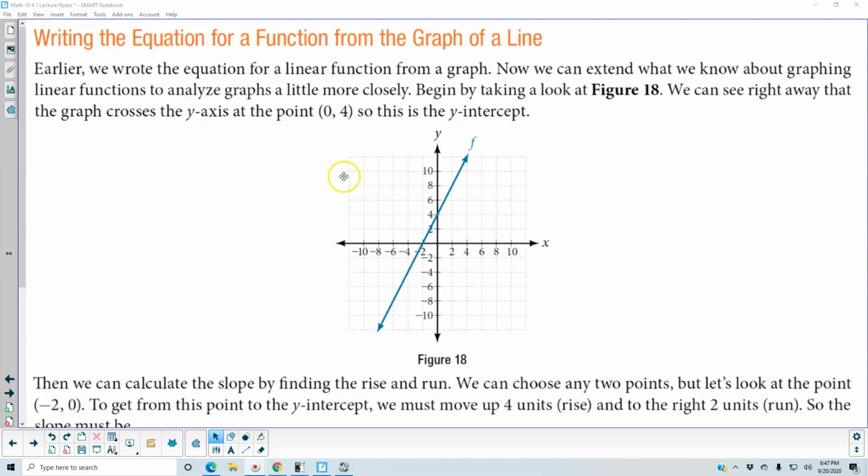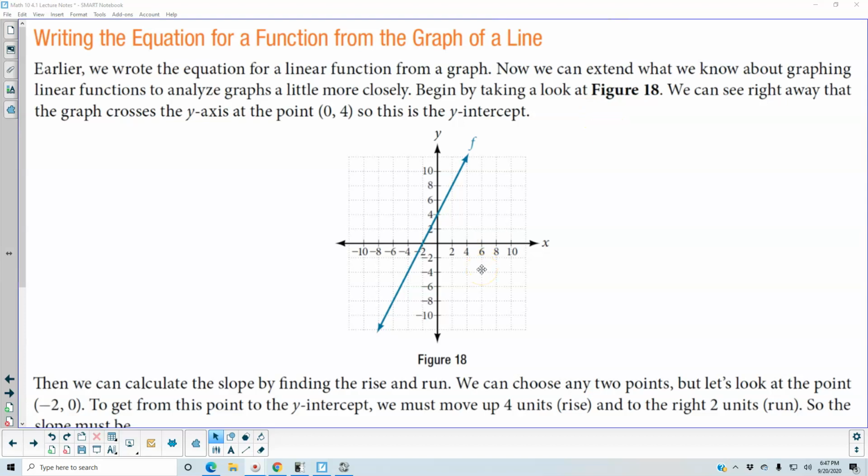Writing the equation for a function from the graph of a line. Earlier we wrote the equation for a linear function from the graph. Now we can extend what we know about graphing linear functions to analyze graphs a little more closely. We're going to begin by taking a look at figure 18.